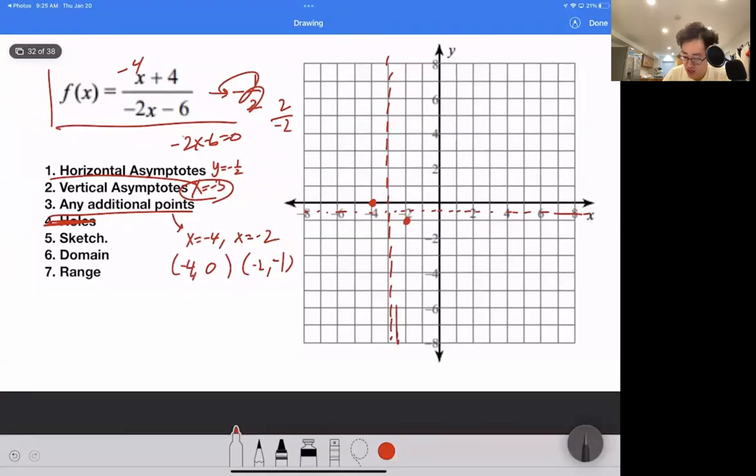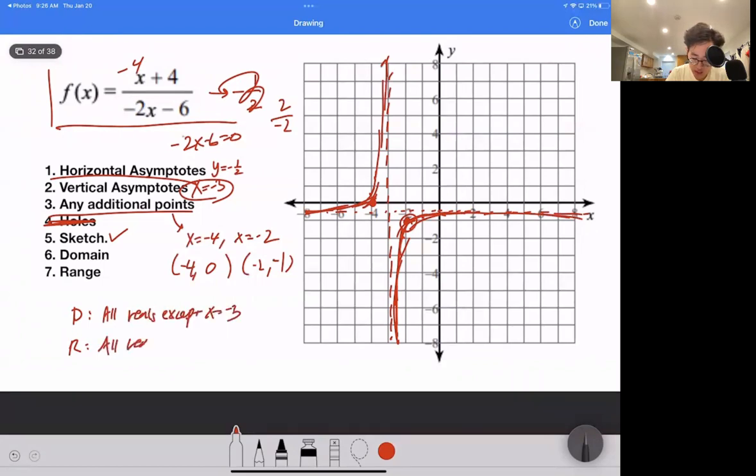So you can see that if I were to sketch it, this one point is on the bottom right corner of those 4 window sections, and this point is at the top left corner. So I can just sketch it like this, opposite boomerang. I sketched it, domain and range, always it follows the format. All reals except x equals -3, all reals except y equals -1/2.